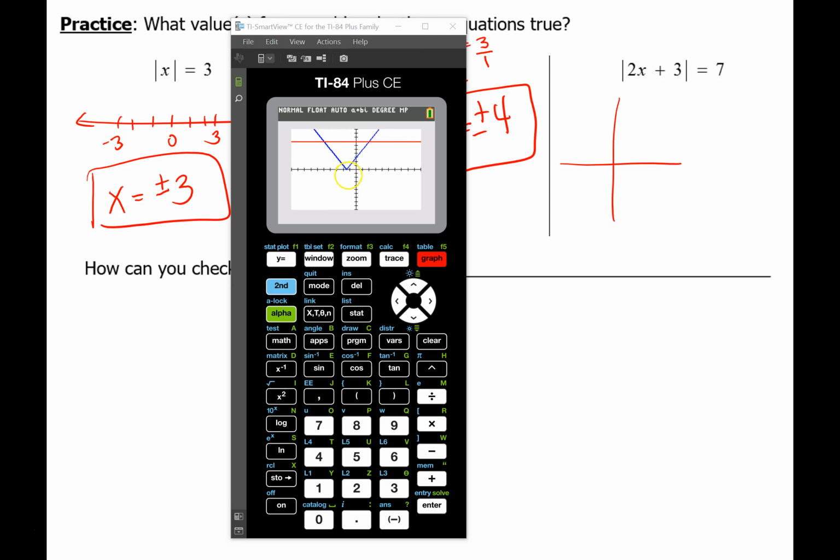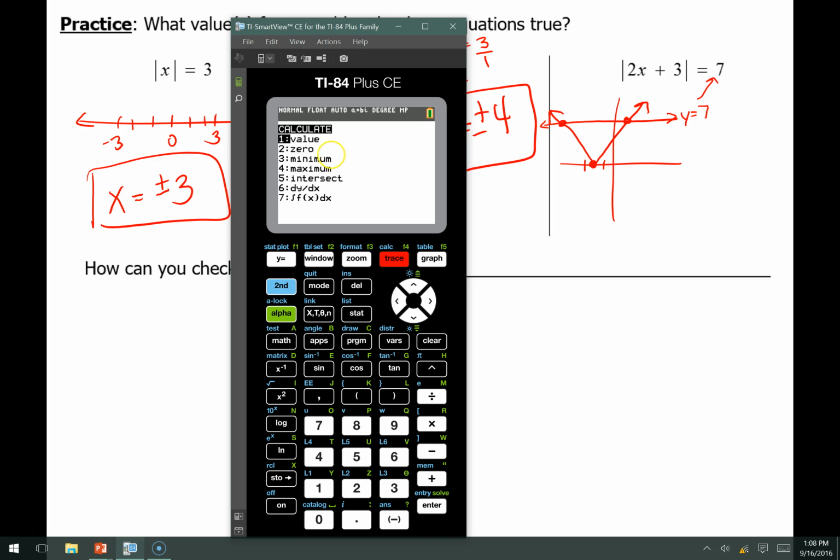So let's graph that and see what our picture looks like. It looks like it moved to the left a little more than 1. So we're going to move over to here for our vertex. And then it looks like, roughly sketching, it crosses up here somewhere. That's at y is equal to 7, the right-hand side. And we're looking for these values. In order to find them, you are going to go to second, trace, and then we're going to choose the intersection, 5. It's going to ask us for where the two curves are, the red one and the blue one.